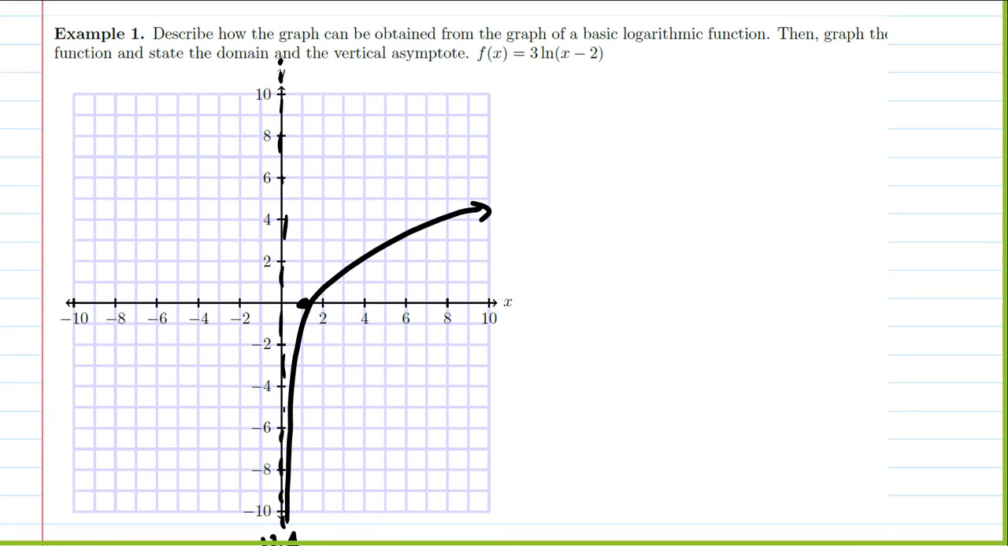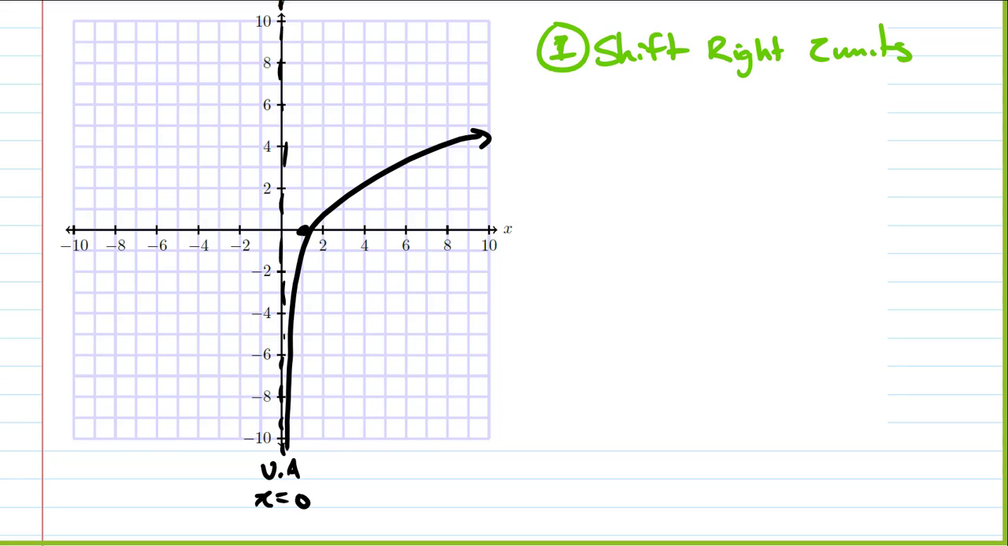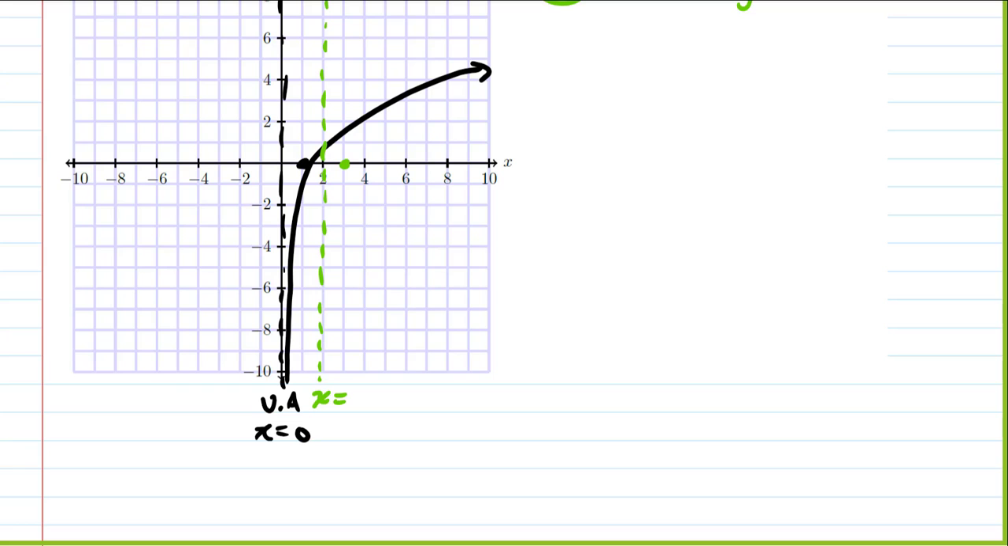So now we need to identify the things that are happening to our logarithmic function. The first thing we take note of is the 3 on the outside, and then we have the x minus 2 on the inside. The x minus 2 on the inside is going to shift our graph to the right 2 units. So that takes our point 1, 0 and moves it to the right 2 units. It will also move our vertical asymptote 2 units to the right to x equals 2.